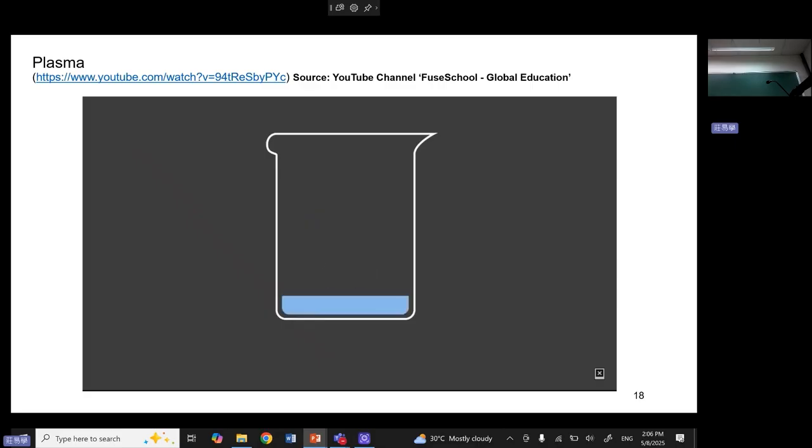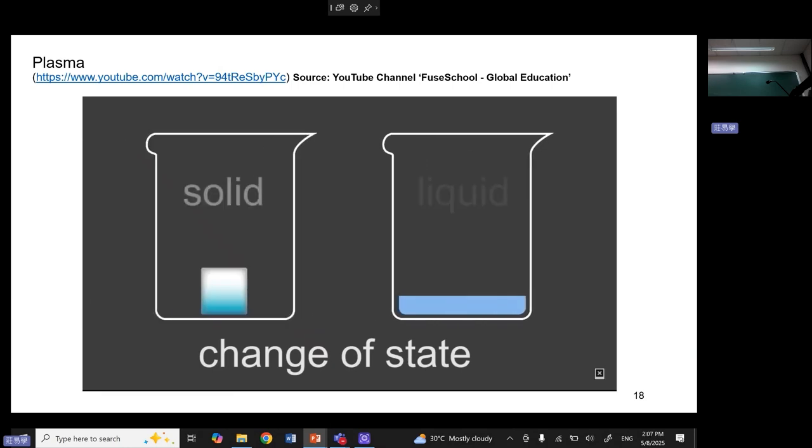Let's start by thinking about ice. When ice is sufficiently heated, it melts to form water. It has therefore undergone a change of state, from a solid to a liquid.